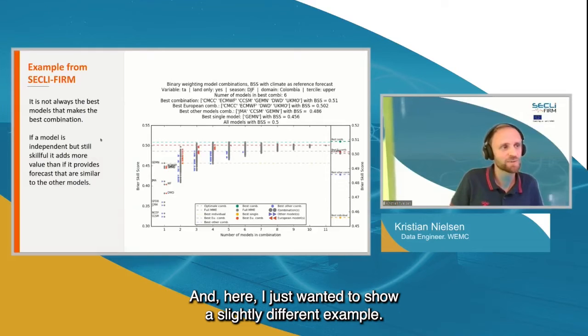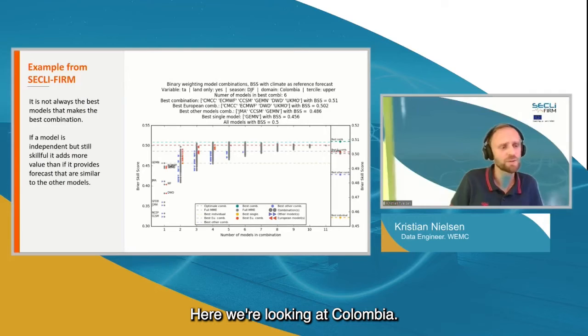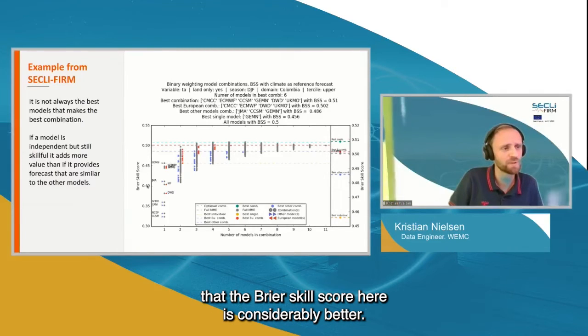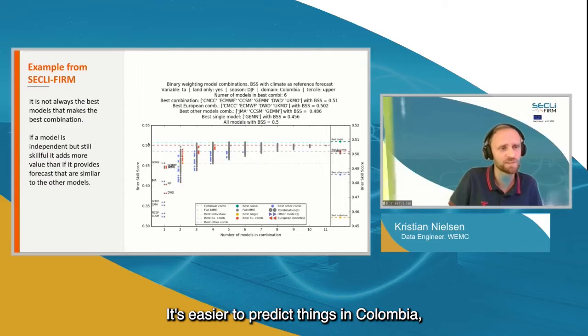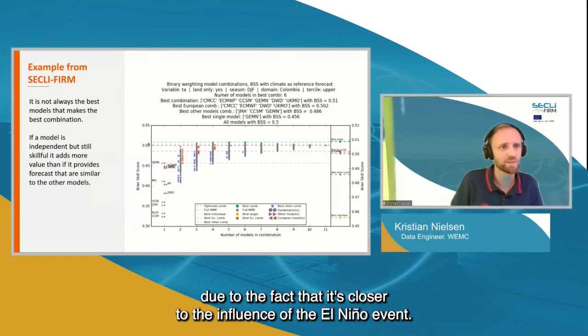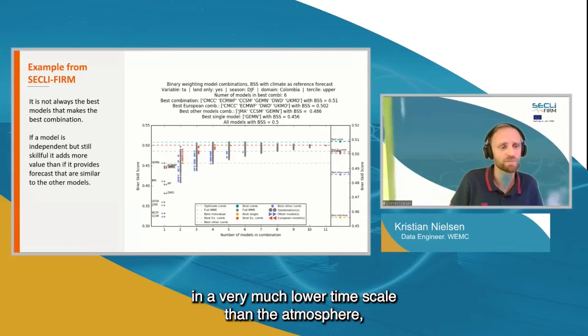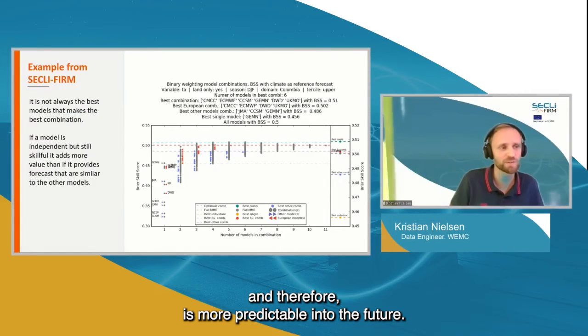And here I just wanted to show a slightly different example. Here we are looking at Colombia. The first thing you can notice is probably that the Brier skill score out here is considerably better. It's easier to predict things in Colombia due to the fact that it's closer to the influence of the El Niño event. As Andrea showed in the slide before, the ocean evolves on a very much slower time scale than the atmosphere, and therefore it's more predictable into the future.